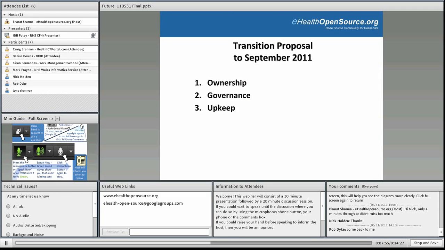So I'd briefly like to discuss our transition proposal, and I've tried to keep the slides purposely very short and very sweet so that we could concentrate on the real matter today, which is discussing going forward. But the 3 main themes that we thought were important to consider are ownership going forward, governance, and then just the general upkeep of an ecosystem.